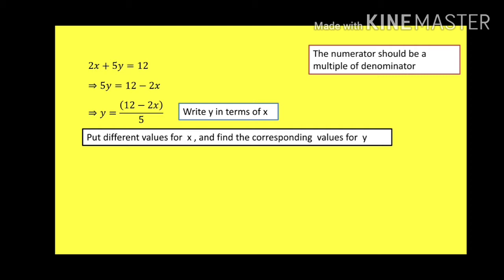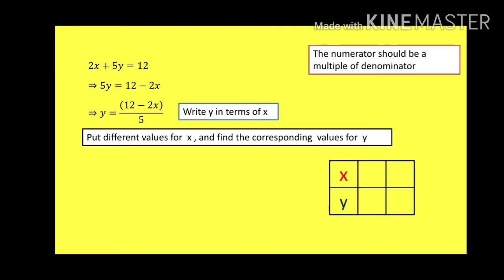So here the denominator is 5. So we have to take the value of x in such a way that the numerator becomes a multiple of 5, like 5, 10, 15, anything like that. So what can we take as the value of x so that 12 minus 2x will be a multiple of 5? And we will put them in the table. So here we can say if x equals 1, then y will be 12 minus 2 into 1, that is 12 minus 2. So 12 minus 2 becomes 10 by 5, that is 2.